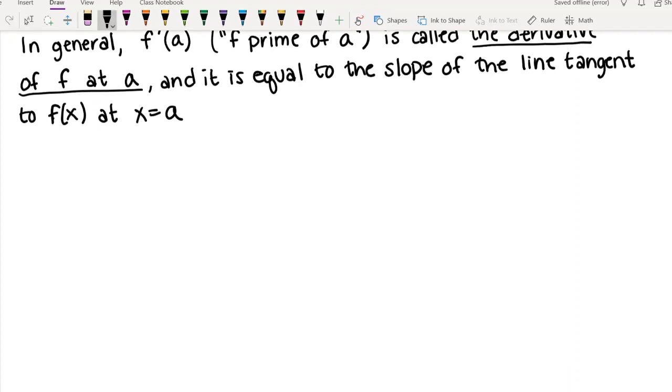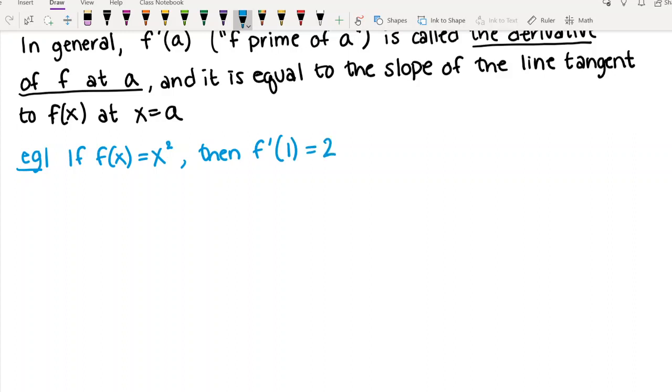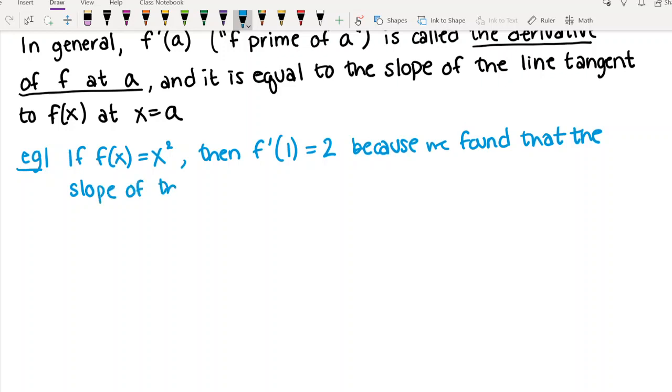So for example, just to call up the example that we just did, in the previous example we saw that if your original function f of x is equal to x squared, then we found that the slope of the tangent line at 1 is equal to 2. So you would write that as f prime of 1 is equal to 2, and that's because we found that the slope of the tangent line at x is equal to 1 is 2.